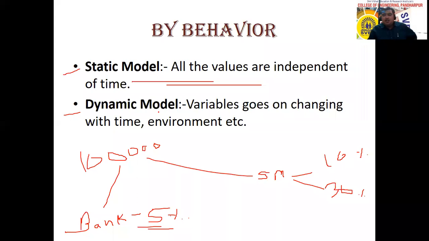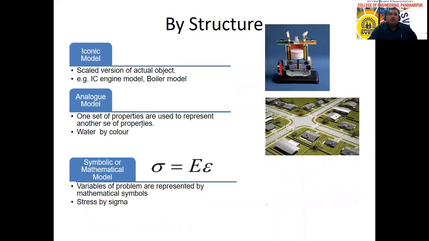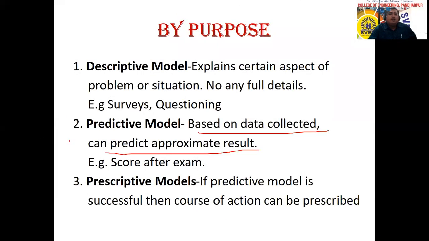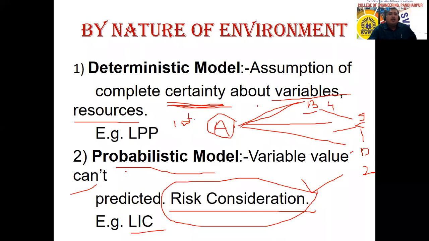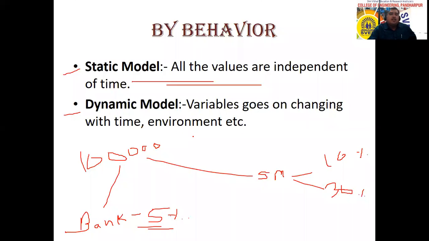Already we know the predictive model and the probabilistic model. From the first point, by structure, LIC is the mathematical model. From the second point, it is the predictive model. From the third point, it is the probabilistic model. And from the fourth point, whether LIC is a static model or a dynamic model. Make it fast, give me the answer. We have to finish this point. Pramod, sorry, LIC model, whether it is static or dynamic.